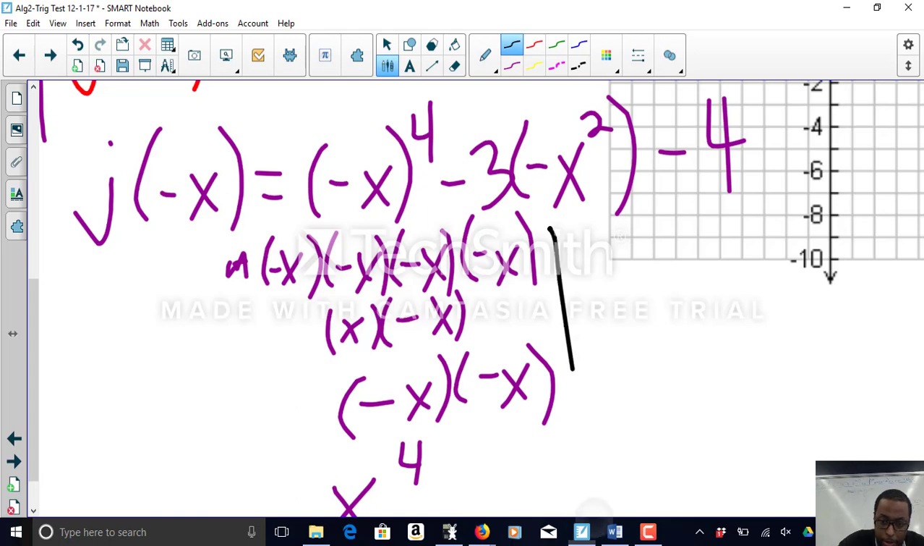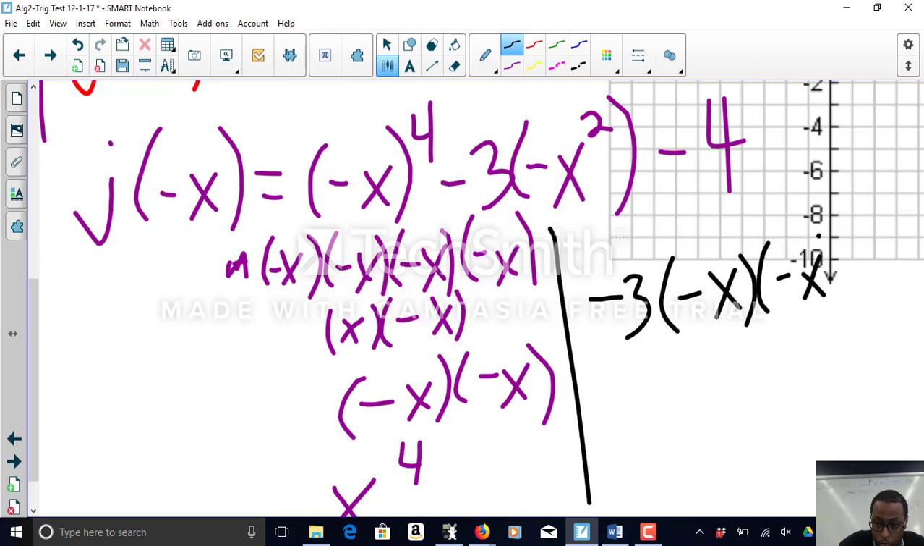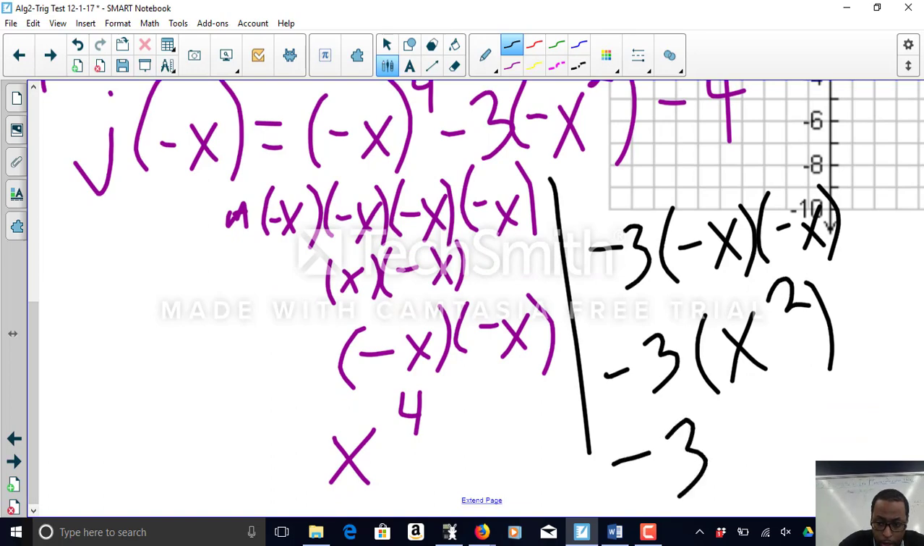Let's do this one. So that was that one. So now I have negative 3 times negative x times negative x. Actually, because that's an exponent, we should do this first. So negative and a negative gives me a positive x squared, and then I have that times this, which gives me a negative 3x squared. And then we have minus 4, because nothing changed with the 4.